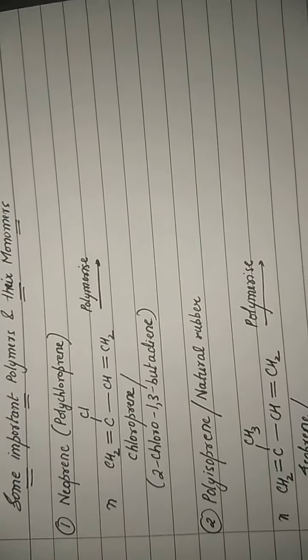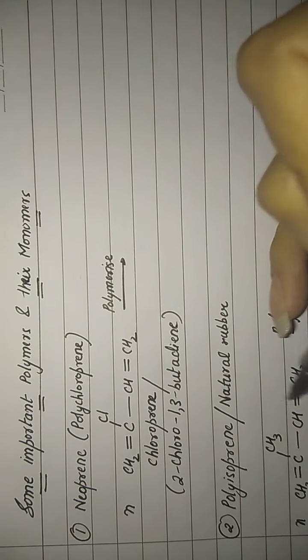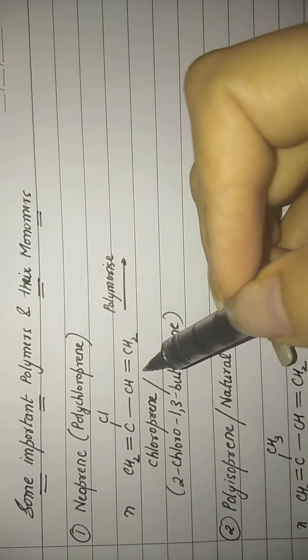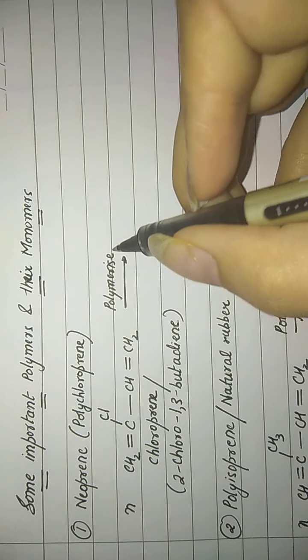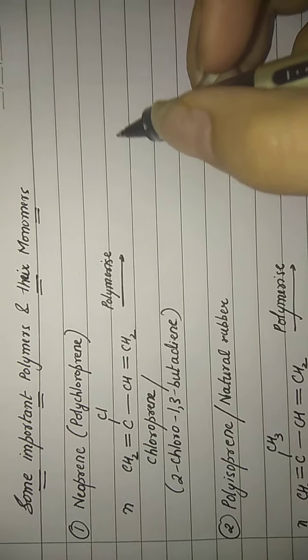Some important polymers and their monomers. This is very, very important. Usually in the questions on polymers, you are either asked to write the monomer units or the polymer units, or you are asked to write the whole reaction showing the polymerization. On the left hand side, I am writing the monomer units using which the polymer is formed, and on the right hand side, that means after polymerizing, I am writing the polymers.